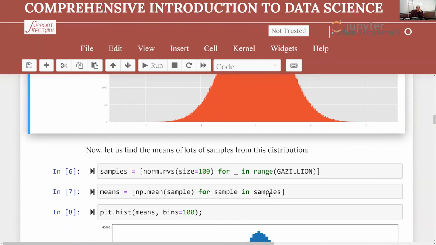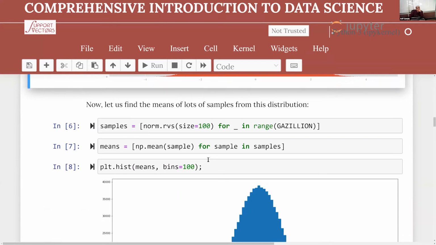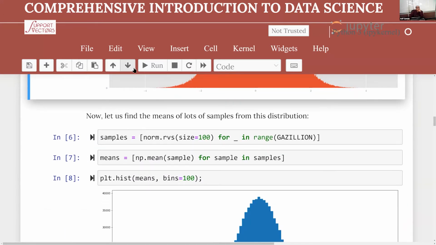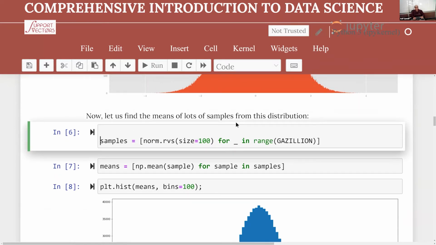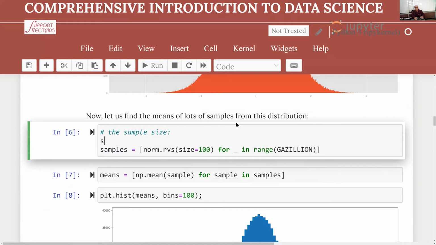Now let's go further. What we are going to do in our language, because I want to match it to our language, let me do this. Our K is the sample size. Here we are taking a sample size of 100. So we are going to corral 100 zebras together and go take their weight, and then keep repeating that.